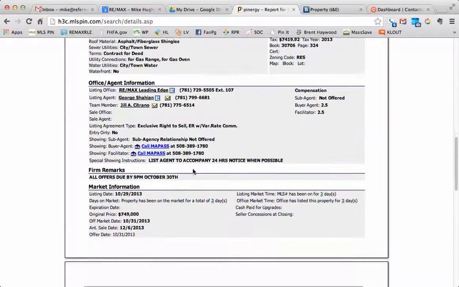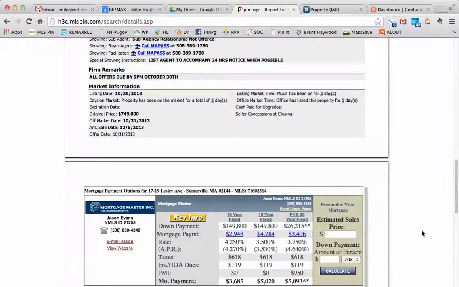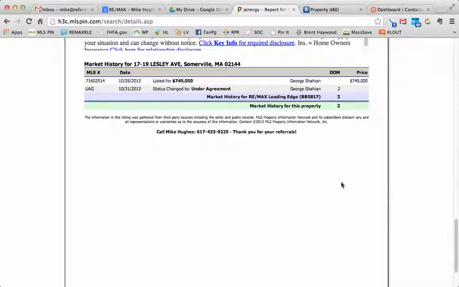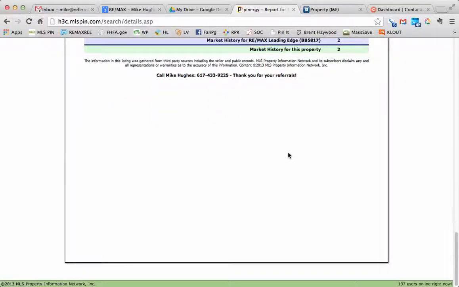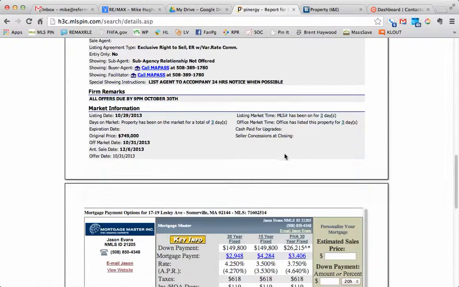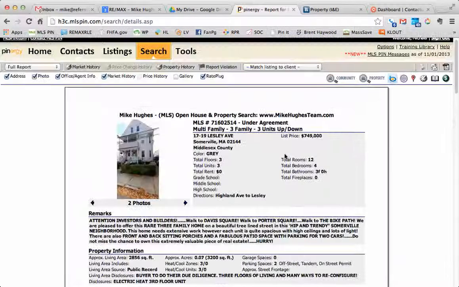Okay. Over here, firm remarks. It just says the offers are due by 9 o'clock, October 30th. So they haven't updated their listing. It's kind of something they should do, but in any case, this is an old comment. If it were me, I would remove that, but that's fine. Listing history: it's been on for just a few days. They put it under agreement. Probably the reason they did not update it is because it's already been put under agreement and there's nothing to worry about. So that's what we see on the back end.